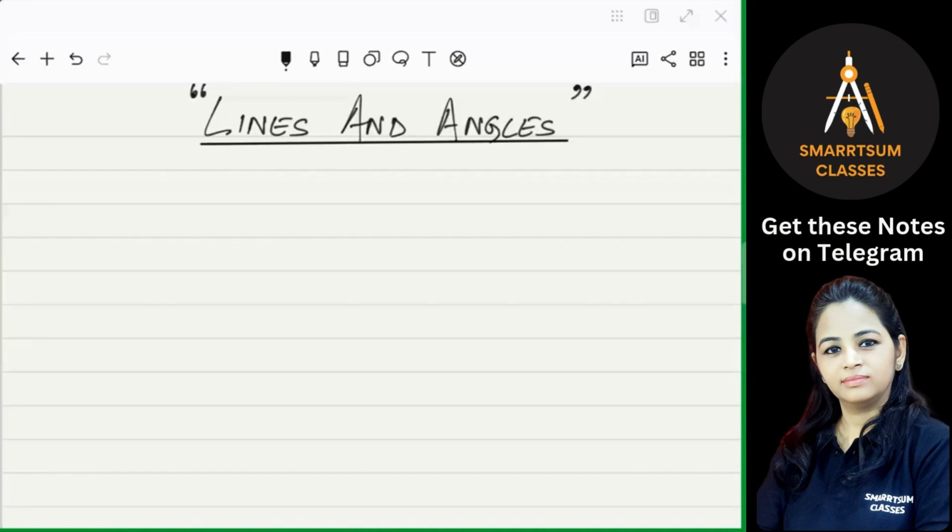There are certain theorems related to these, which are based on the properties of the angles. Then we will be having some theorems related to the lines parallel to each other. And using these theorems, we will do the questions. So let's start. Very first, let's see what are the basic terms and definitions.